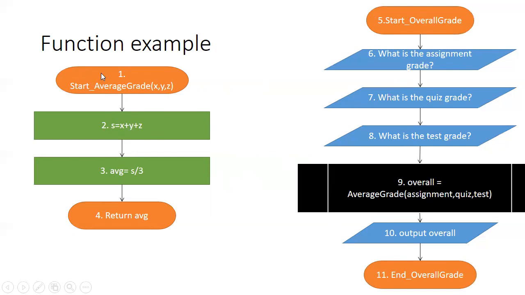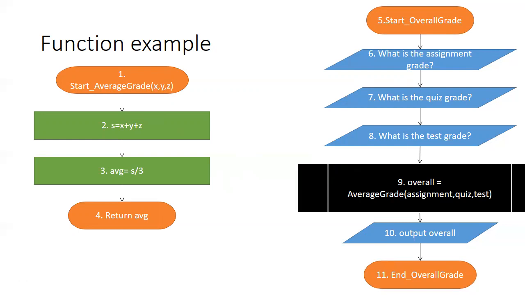There's our function. Now notice here that the function is average grade X, Y, Z. Here, when we call it in the main program, it says average grade assignment quiz test. Now this has to do with the abstraction that I was talking to you about a minute ago, right?